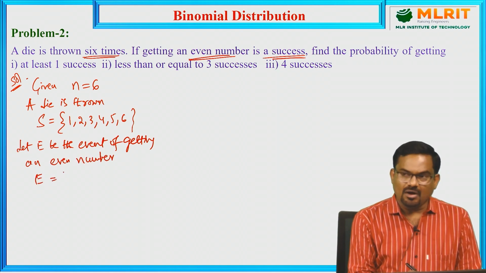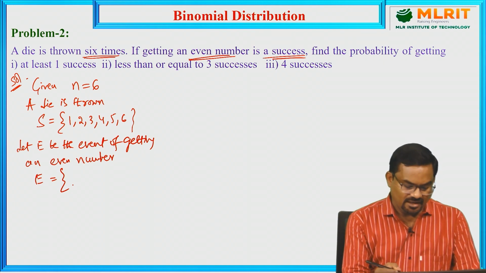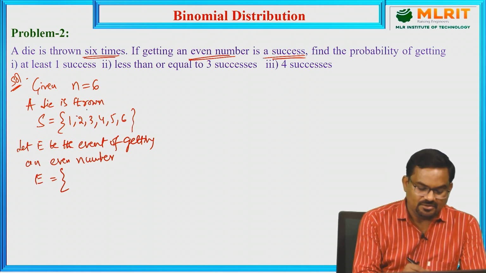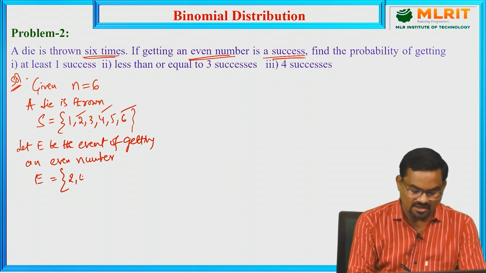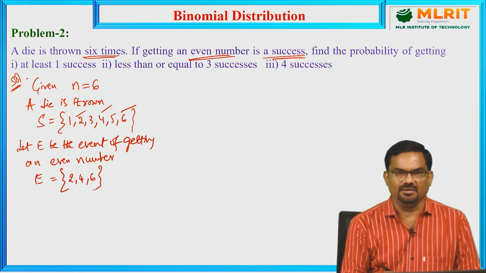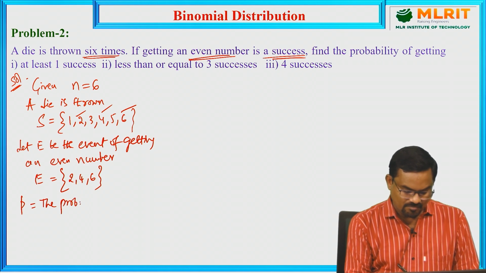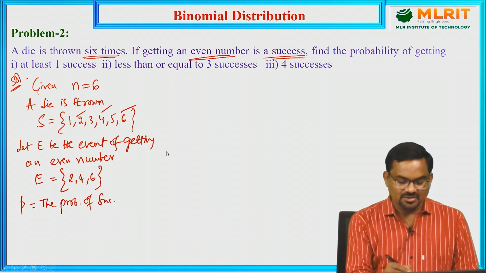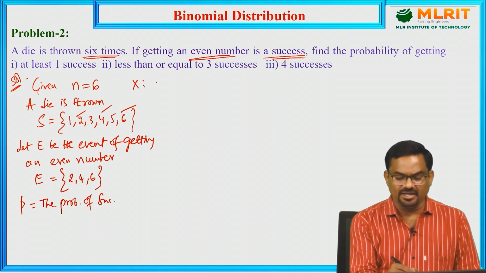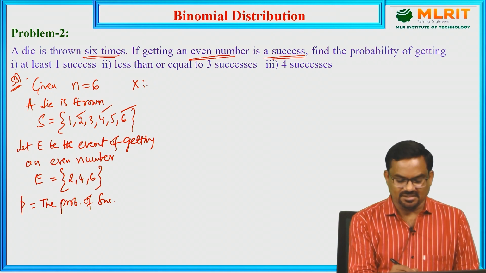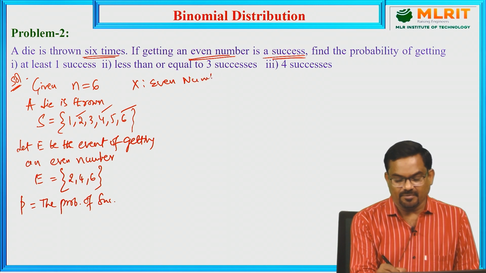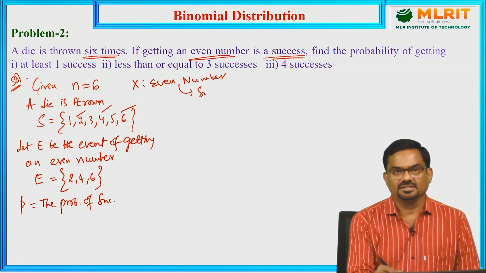So, how many even numbers are there in the sample space? 2, 4 and 6. So, the set E is having 3 elements. Now, P, the probability of success. Here X is the random variable that denotes the number of successes, that is, getting an even number. So, this is our success.